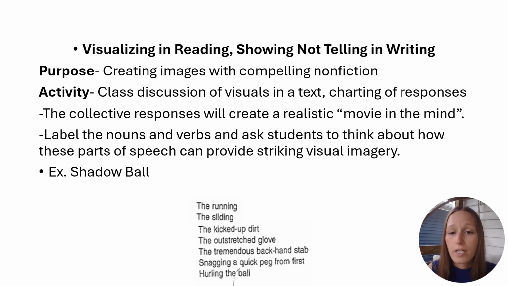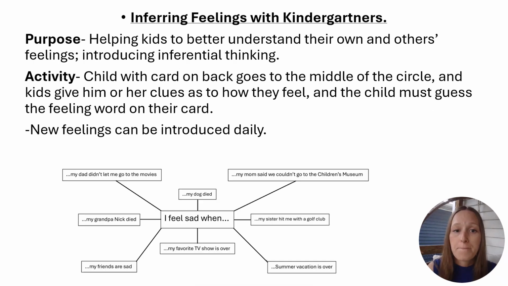Visualizing and reading, showing, not telling, and writing. Creating images with compelling nonfiction. The activity is a class discussion of visuals in a text, with charting of responses. In the example they give, Shadow Ball, they label the nouns and verbs, such as the running, the sliding, the kicked up dirt, the outstretched glove, the tremendous backhand stab, snagging a quick peg from first and hurling the ball, and it really helps you visualize what's happening.